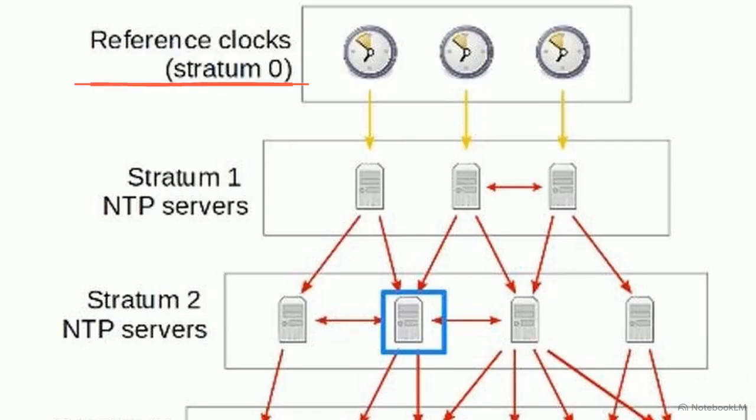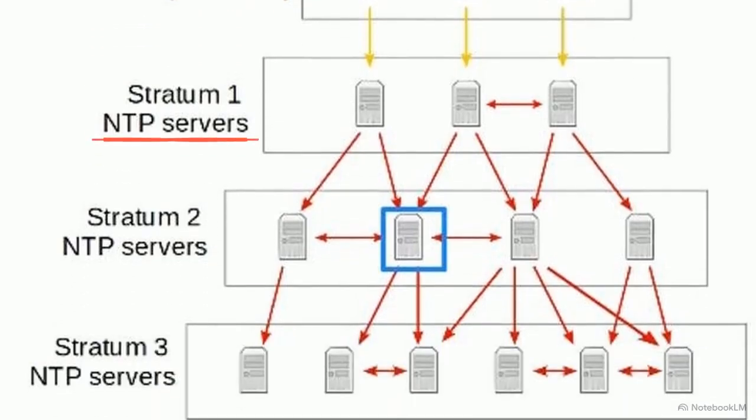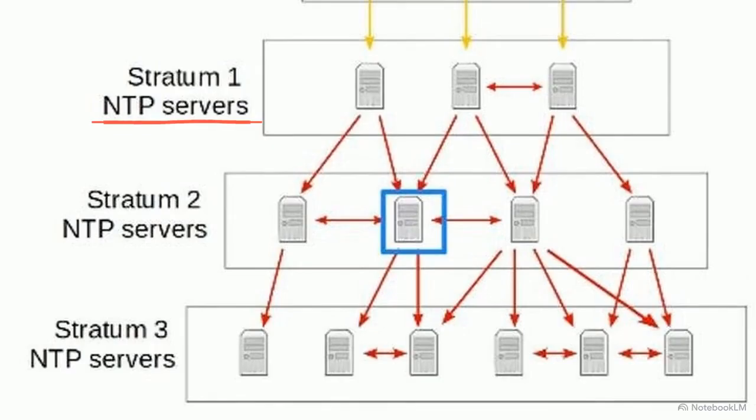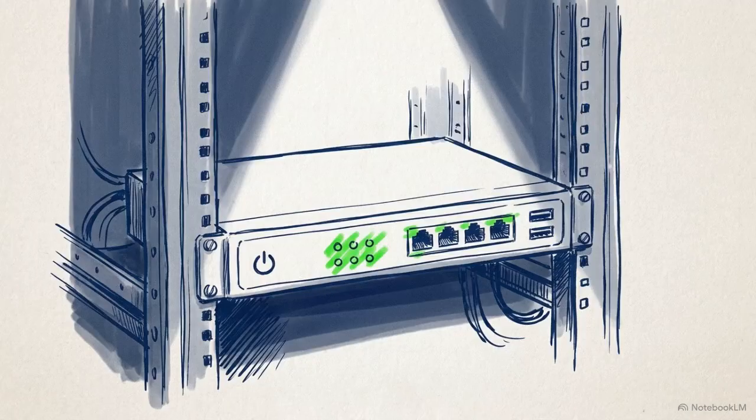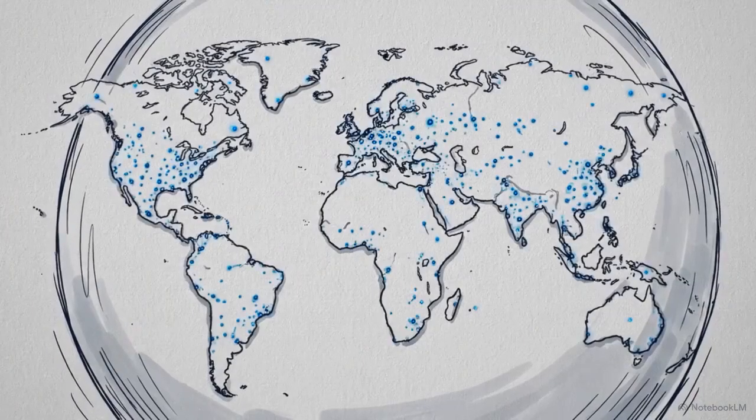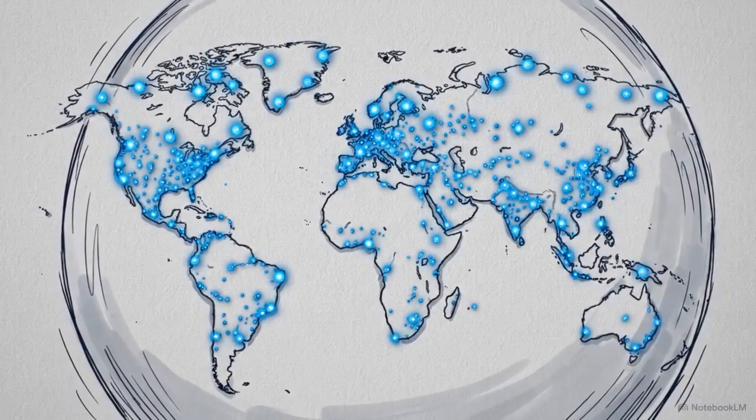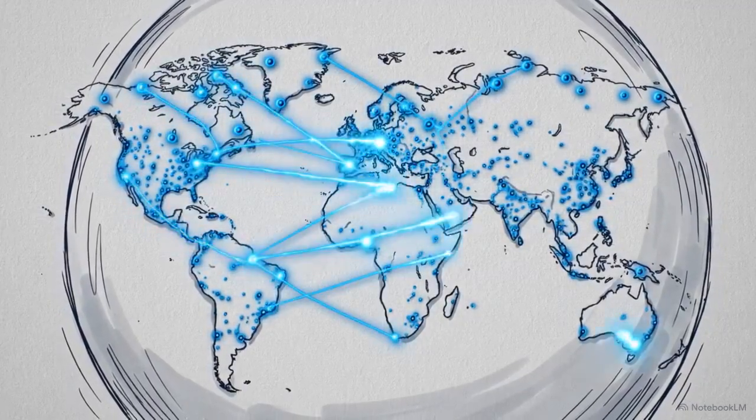Looking at this diagram of the NTP hierarchy, devices are organized by stratum levels. Stratum 0 represents atomic or GPS reference clocks. Stratum 1 servers connect directly to those reference clocks, and lower-level stratum servers pull their time hierarchically down the chain. Configuring the clock manually ensures a single router has a stable baseline, but implementing NTP is the architectural standard required to keep an entire global network operating on the exact same millisecond.